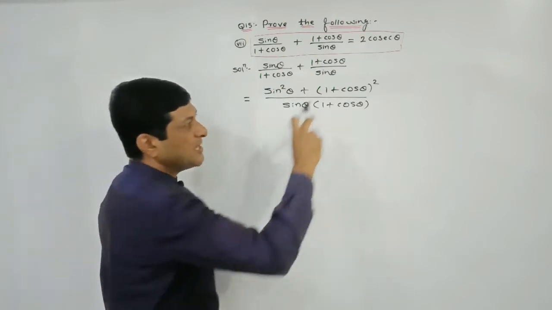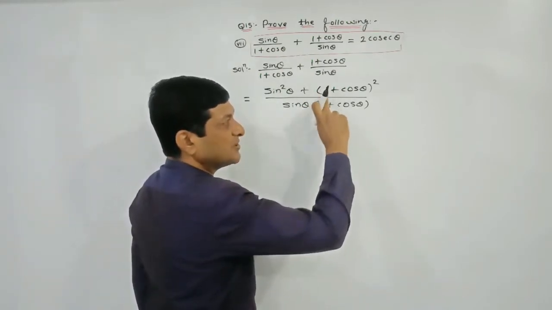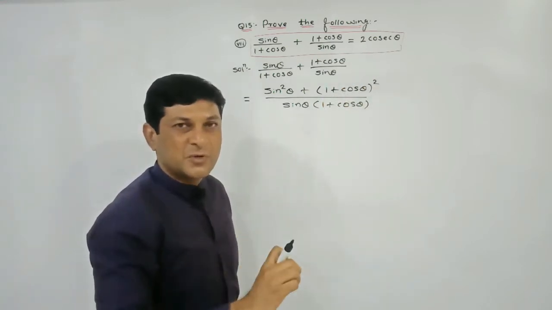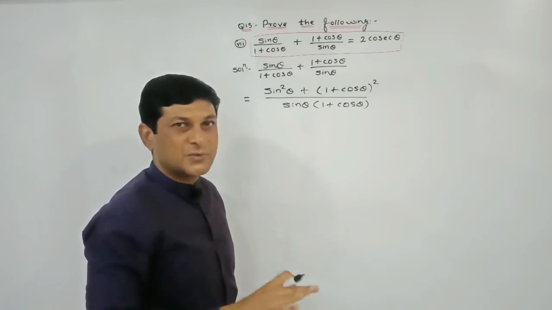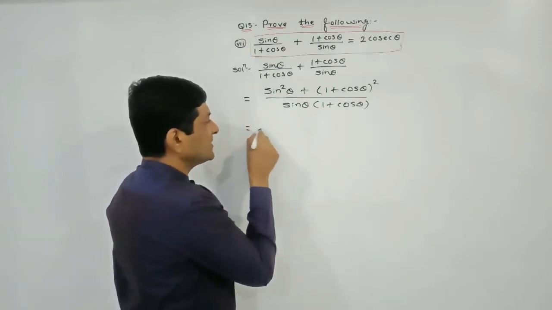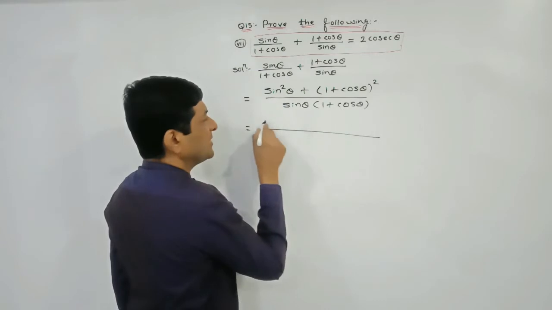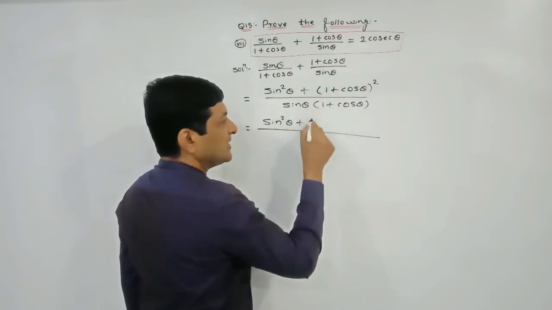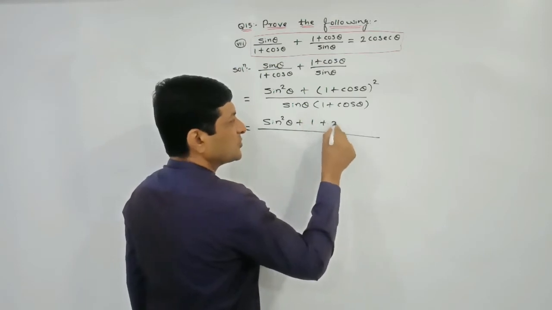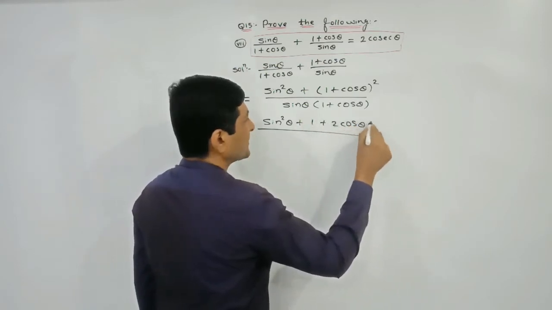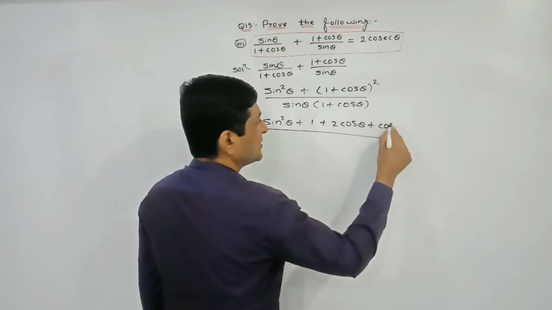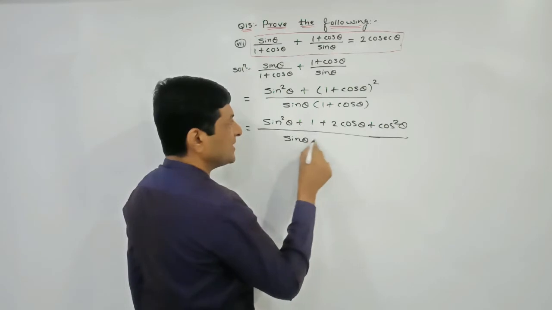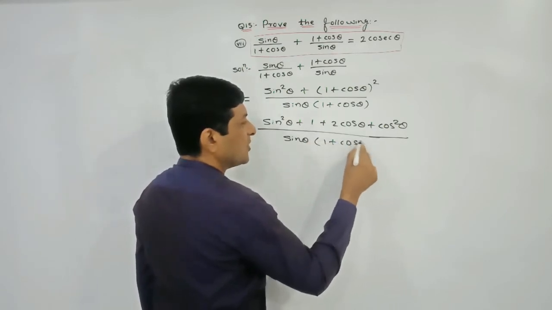So now here we are finding the expansion of this bracket using the formula (a plus b) whole square. And what is the identity? (a plus b) whole square is equal to a square plus 2ab plus b square. So use this identity to find the expansion of this bracket. So sin square theta, keep it as it is. Here a square means 1, plus 2ab means 2 cos theta, plus b square means what result we will get? Cos square theta. Keep the denominator as it is, sin theta into 1 plus cos theta.